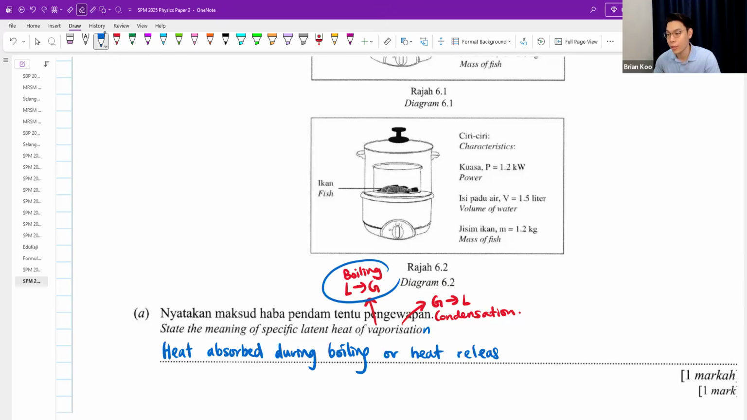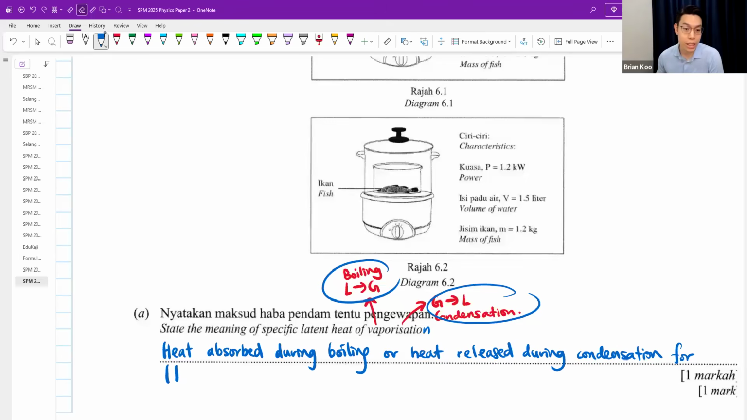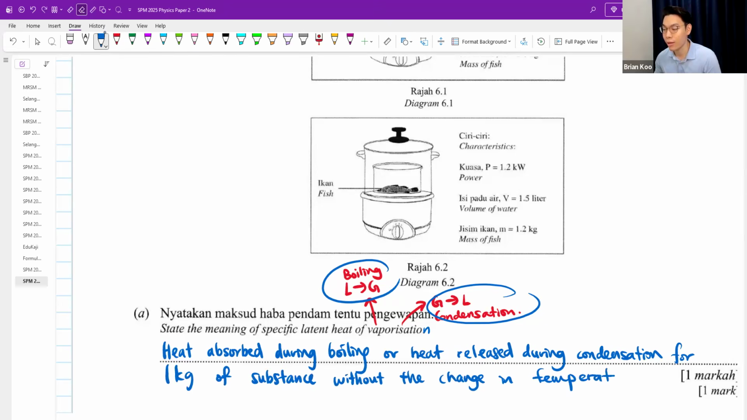There's two. During condensation. Or if you don't want to say condensation, you say gas to liquid. For 1 kg of substance without the change in temperature. Okay, people always forget that last part. You must mention without the change in temperature, or you can say at a fixed temperature, at a constant temperature also can.